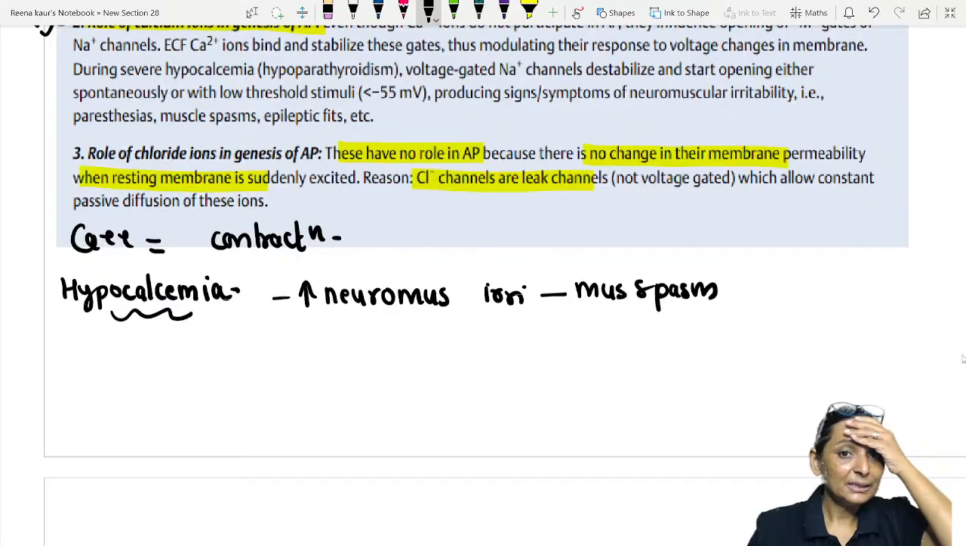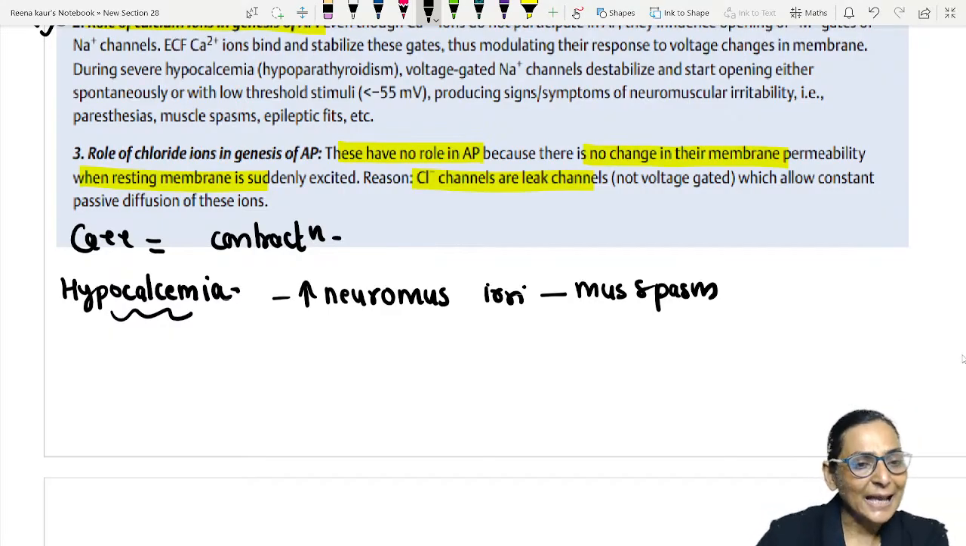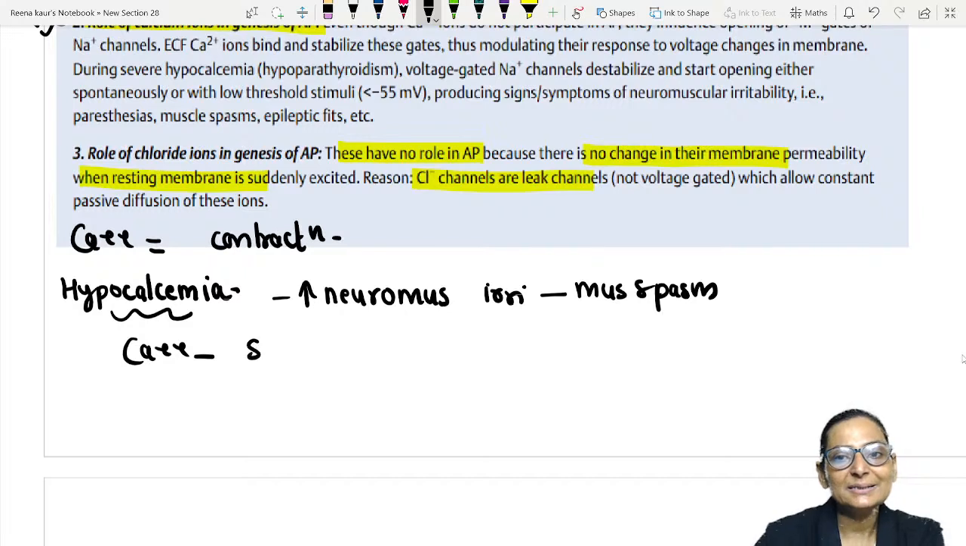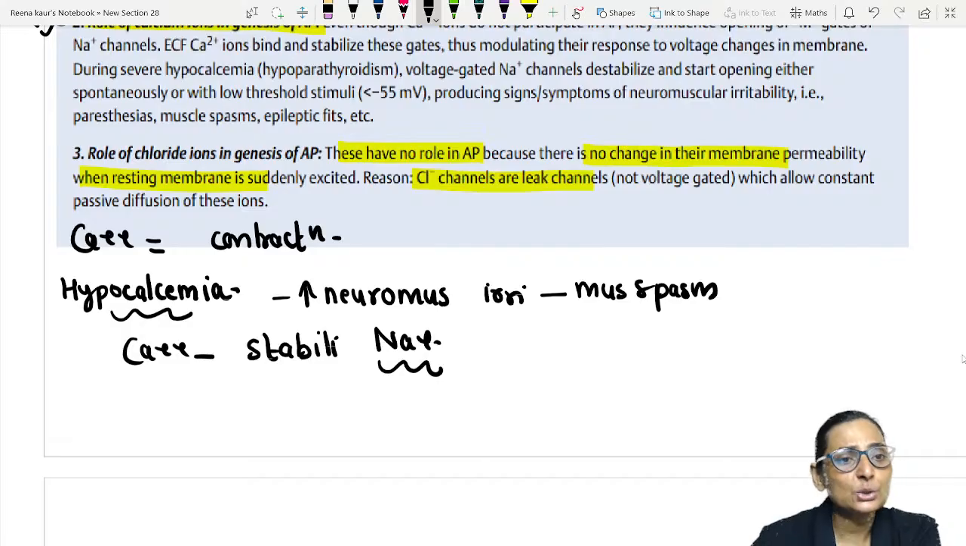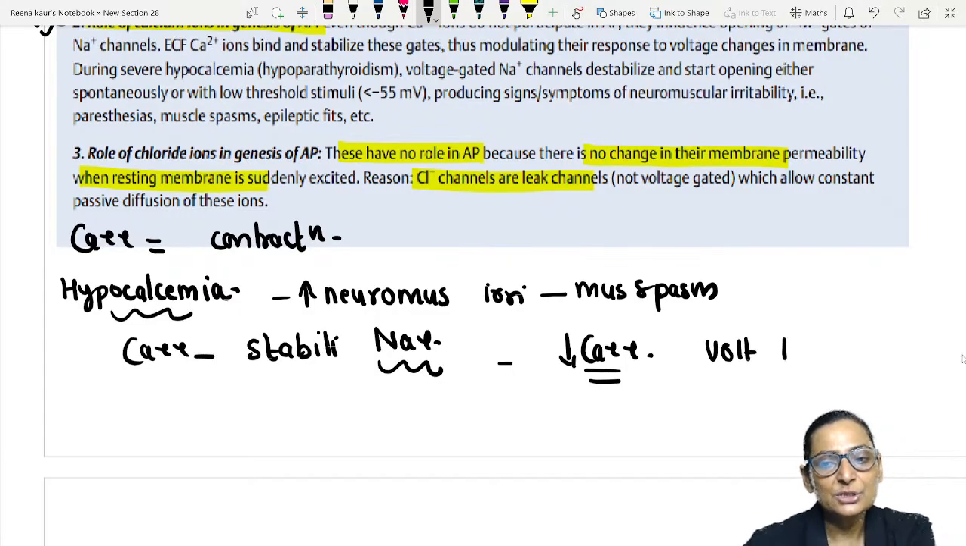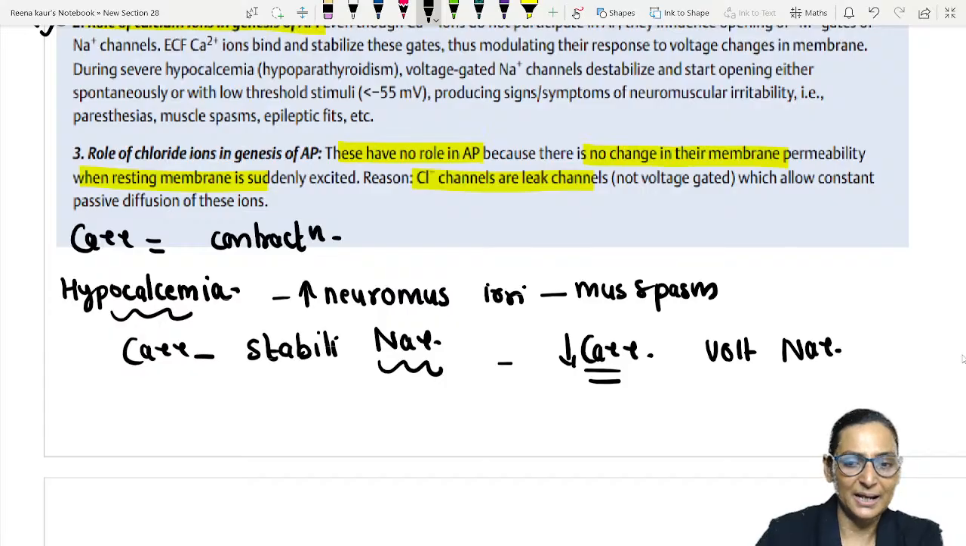What is the reason? The reason is that calcium ions basically stabilize the sodium channels. They stabilize the sodium channels, or they kind of gate the sodium channels. They do not allow the sodium channels to open at any voltage. But whenever there is a decrease in the calcium concentration, the voltage gated sodium channels destabilize. The voltage gated sodium channels are destabilized.